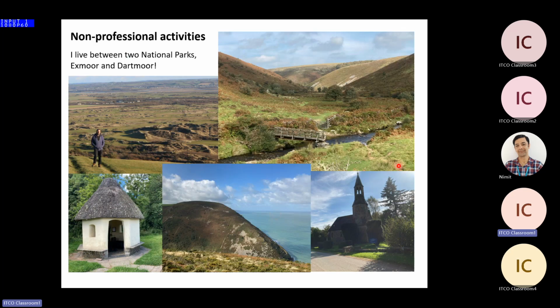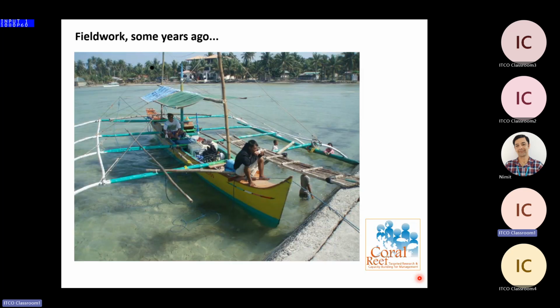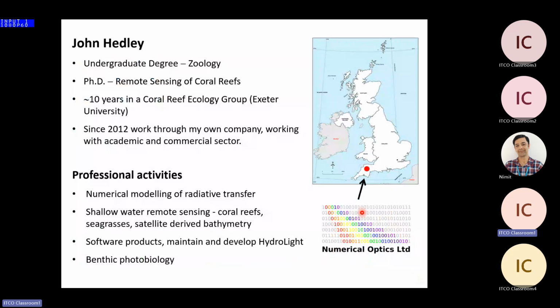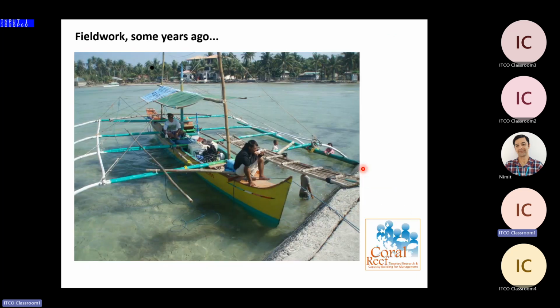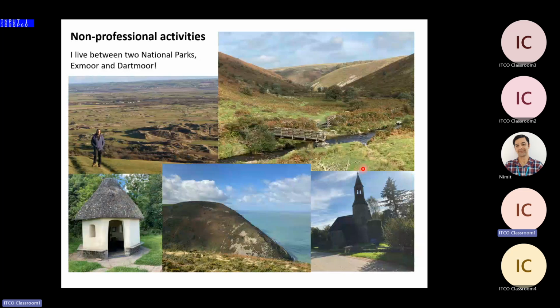So I like to get out and about as much as possible in my non-professional life. I'm quite lucky that I live here, in the southwest of the UK, where this dot is. I live between two national parks, Exmoor and Dartmoor, so the countryside is really good. I can literally just walk out of my house into really nice areas with good scenery and oldie-worldy English buildings, just like you see on TV programs, depending on which programs you watch, thatched cottages and stuff. That's the environment in which I live.